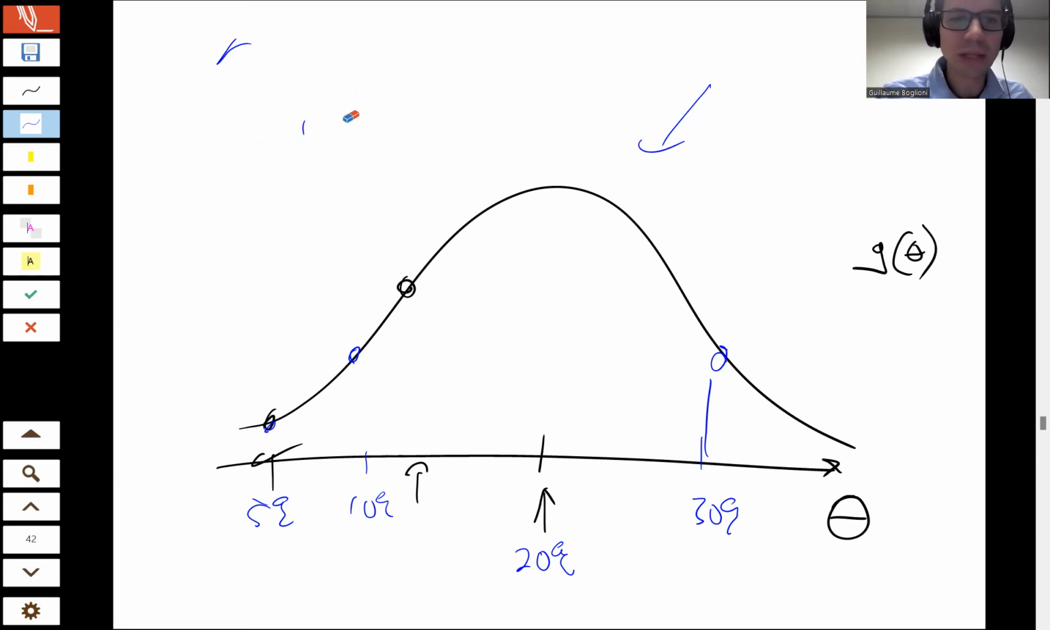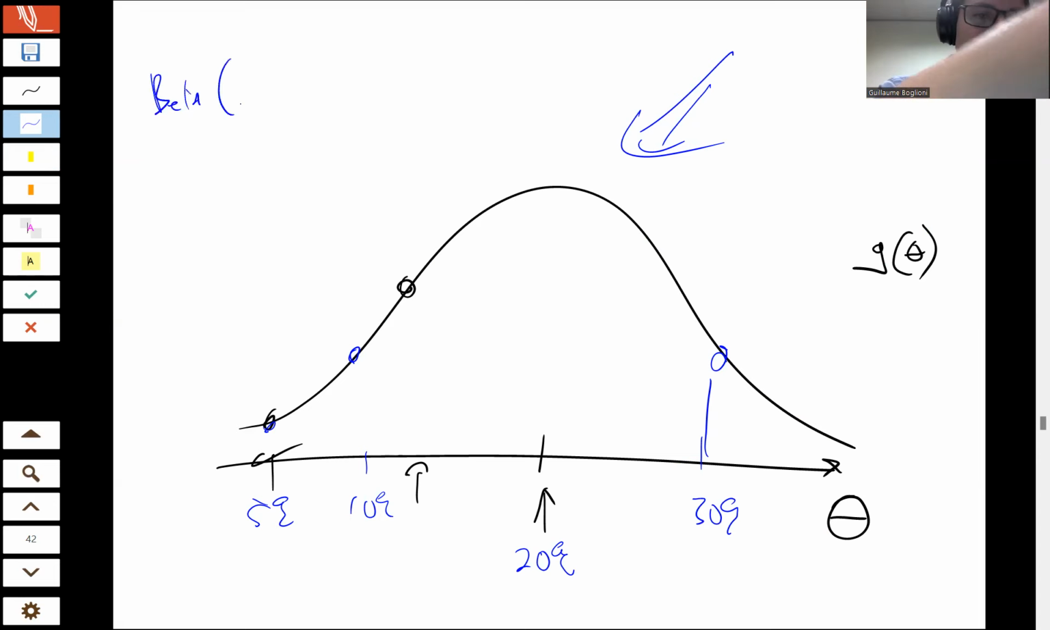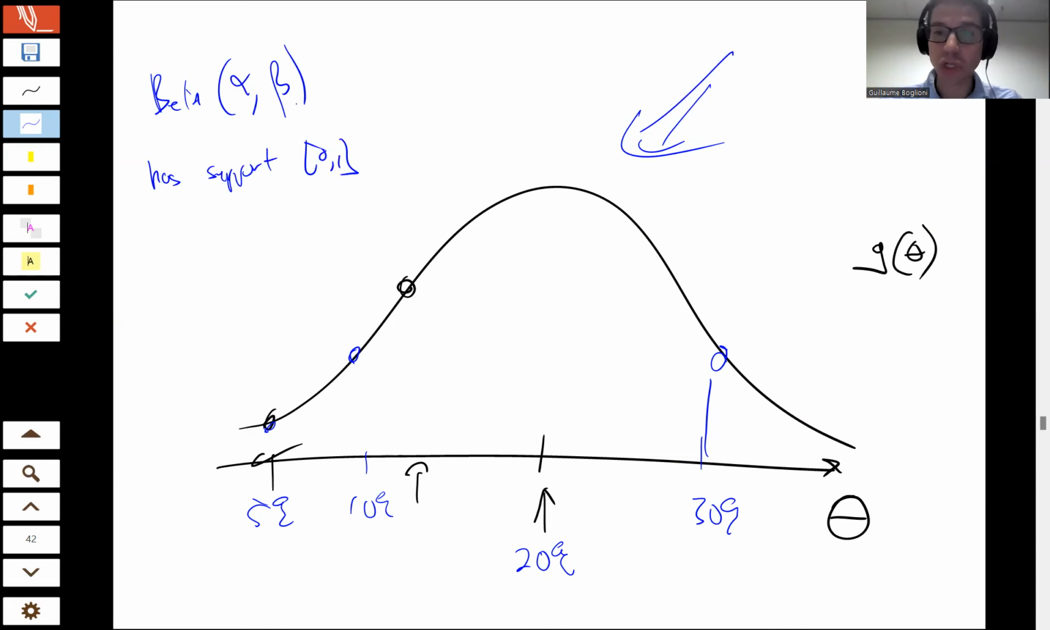Okay, so something that looks a bit like this would seem reasonable. And in fact, that would be a beta distribution, because a beta with parameters alpha and beta has support 0 and 1, but then you can pick the alphas and the betas such that the mean is something. In this case, we might pick them such that the mean is 20%. And also based on alpha and beta, the variance will be more or less big.